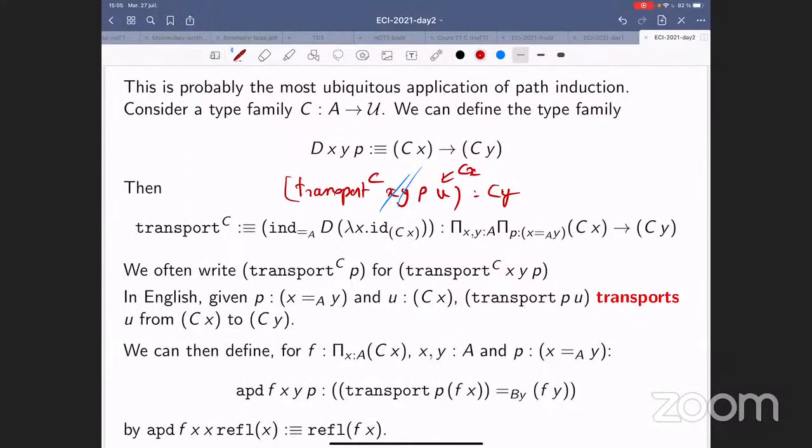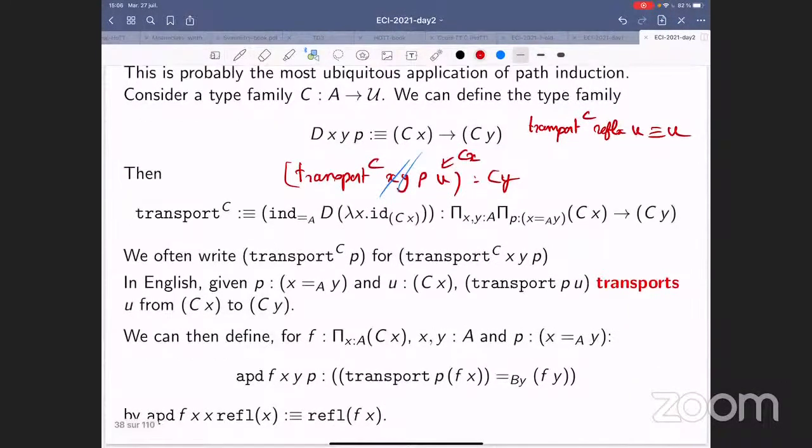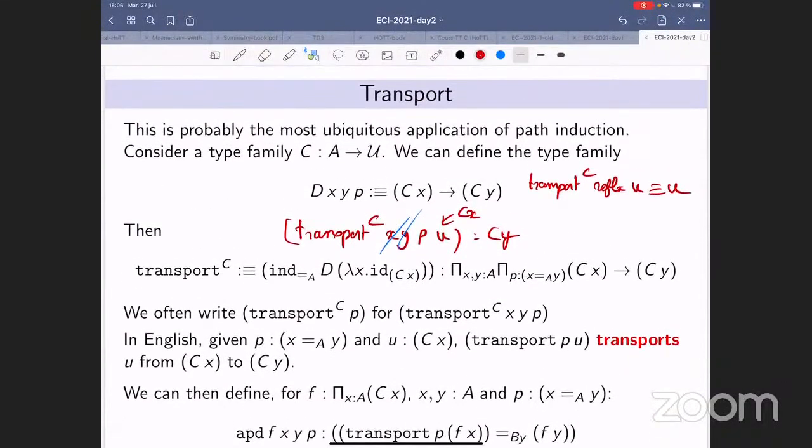Maybe I didn't write it explicitly, but coming with the induction principle, I know that transport C applied to refl and to U is, because here I have the identity function, the identity function applied to U, so it is U. So transport will always satisfy this axiom, and I will make sure to make it appear in the final version of the slides, because apparently I omitted it. Because I will use this definitional equality later.